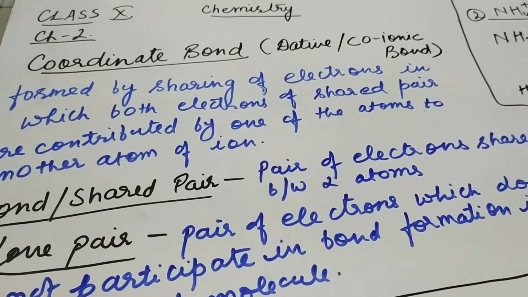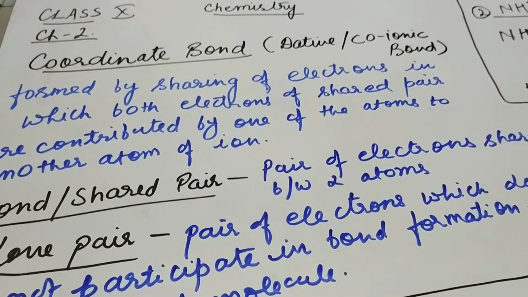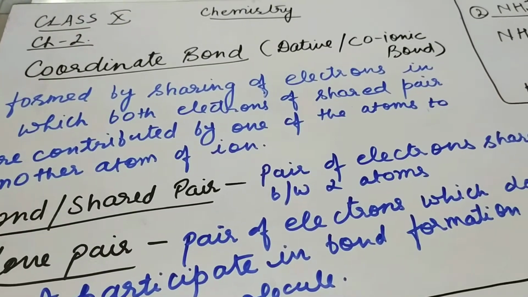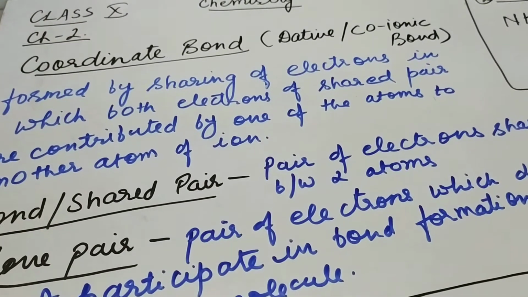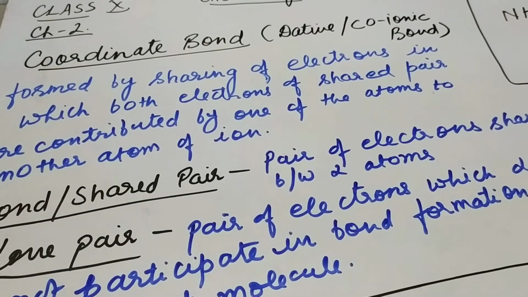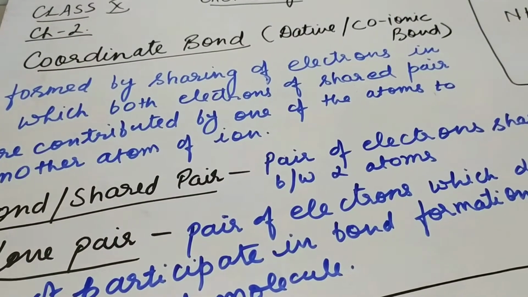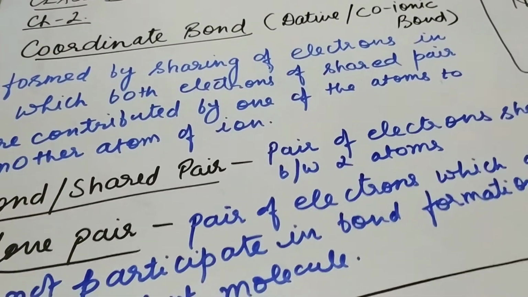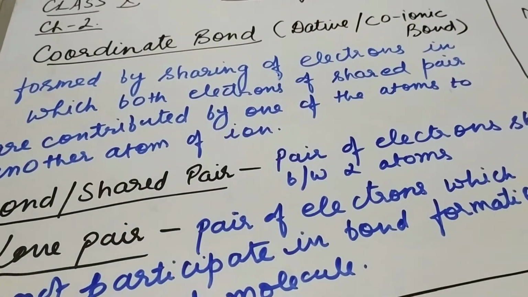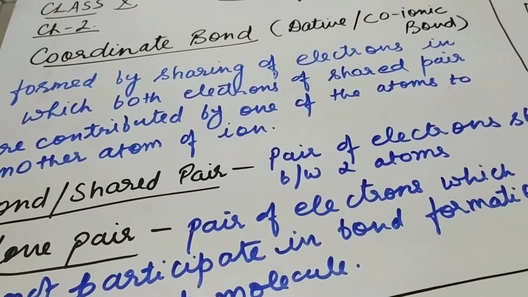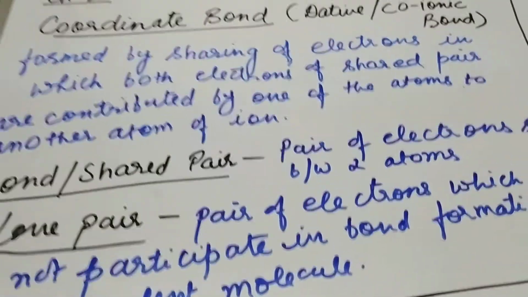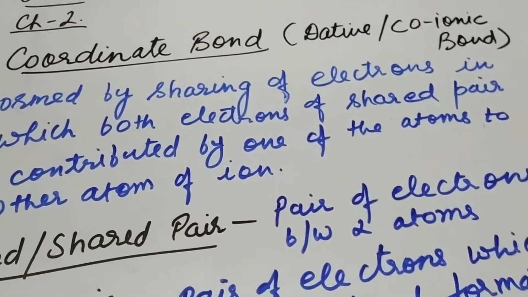Dear students, in this video we'll deal with the next type of bonding, that is coordinate bond. Coordinate bond is also called dative or co-ionic bond, and it is also called coordinate covalent bond because coordinate bond can never be formed without a covalent bond in a molecule. So first see here the definition of the coordinate bond.